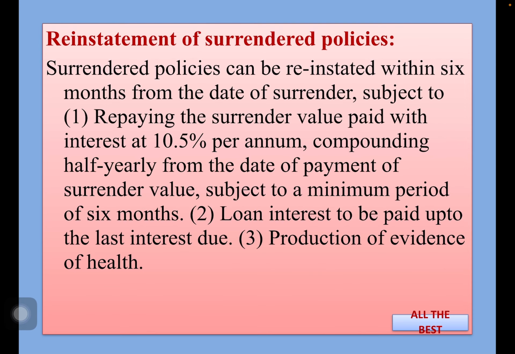Reinstatement of surrendered policies. Surrendered policies can be reinstated within 6 months from the date of surrender, subject to repaying the surrender value paid with interest at 10.5% per annum, compounding half yearly from the date of payment of surrender value, subject to the minimum period of 6 months. Loan interest to be paid up to the last interest due, production of evidence of health. By this, they can again restart the surrendered policy.